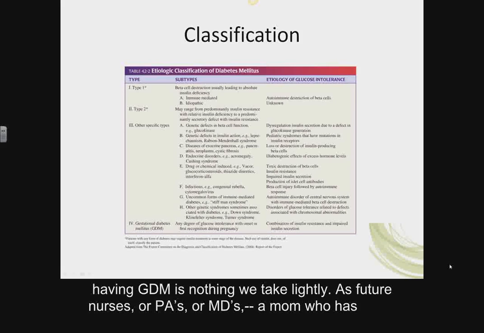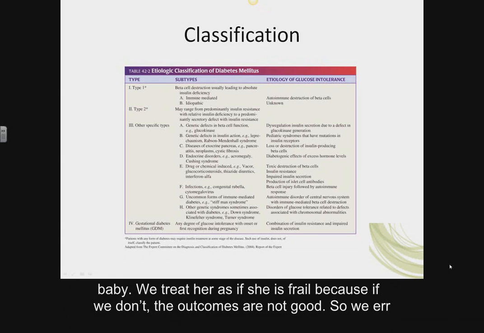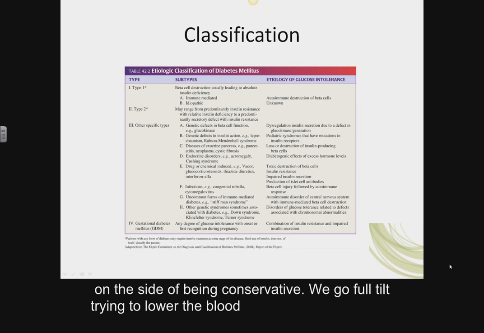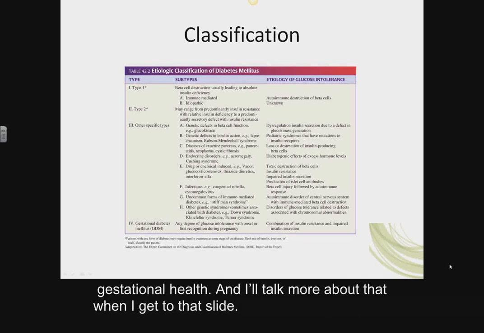Actually, having gestational diabetes is nothing we take lightly. As future nurses or PAs or MDs, a mom who has gestational diabetes, that's considered a high-risk pregnancy. We treat her as if she's going to have a frail baby. We treat her as if she is frail, because if we don't, the outcomes are not good. So we err on the side of being conservative. We go full tilt trying to lower the blood glucose levels in that mom, because that's going to improve her health and the baby's gestational health. And I'll talk more about that when I get to that slide.